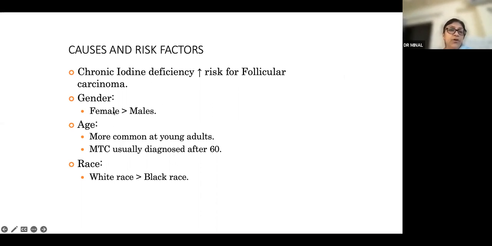Gender-wise, again, the preponderance is more towards women. More common in young age. MTCs are usually diagnosed after 60. White race is more affected than the black race.